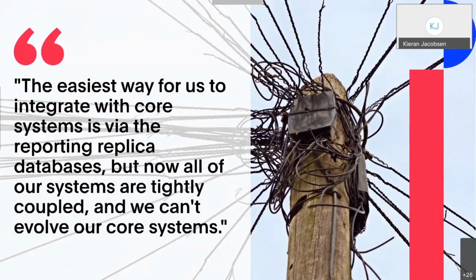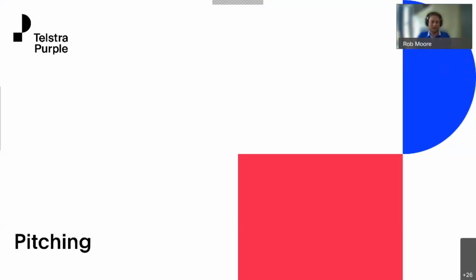We had some real problems, and what we needed was a superhero to come to our rescue. And I guess that's where my part in this story begins. How did I take this idea of creating Purple Graph to solve some of these problems that Kieran is talking us through, and then pitch it?